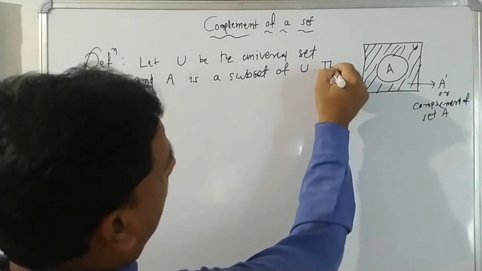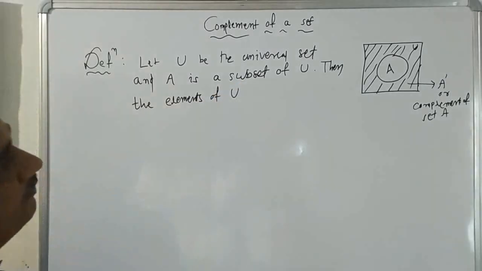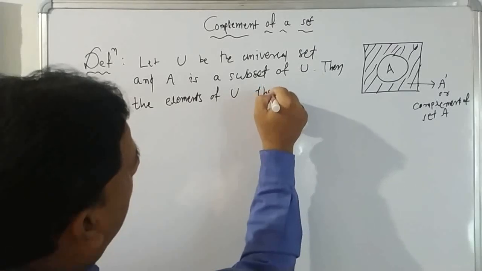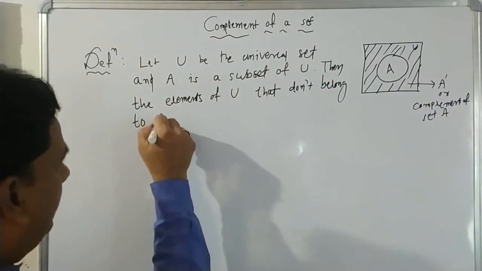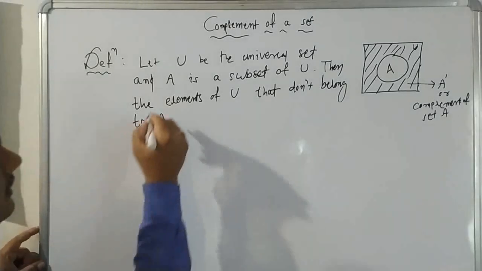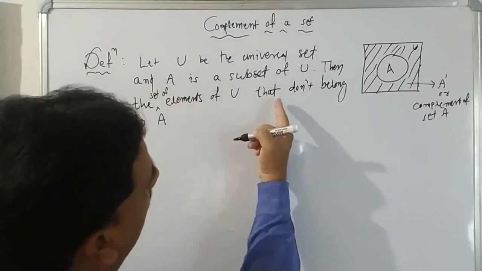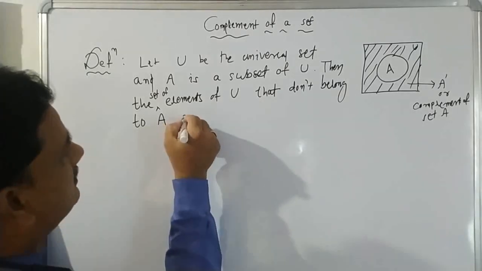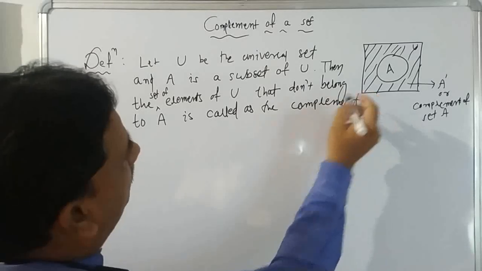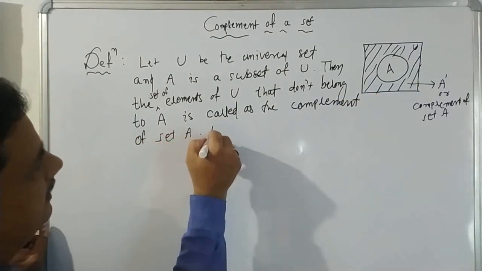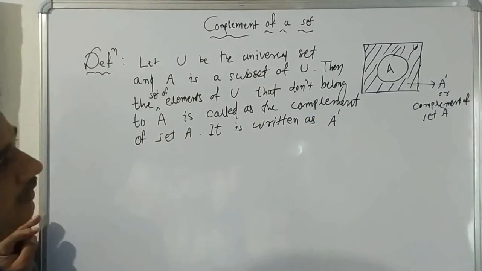Then the set of elements of U that do not belong to A is called the complement of set A. It is written as A dash, A prime, or A complement.